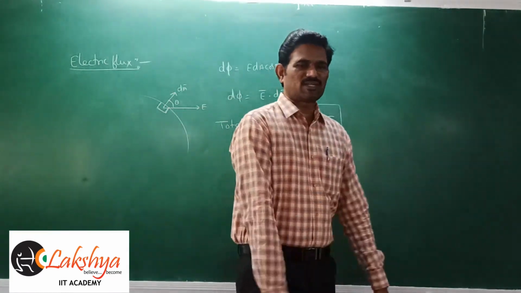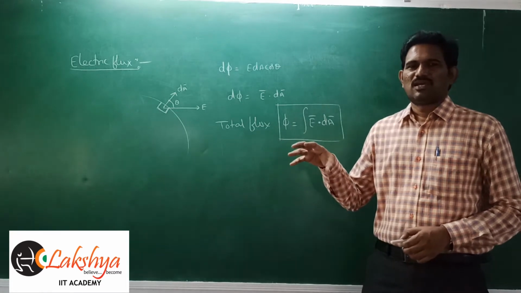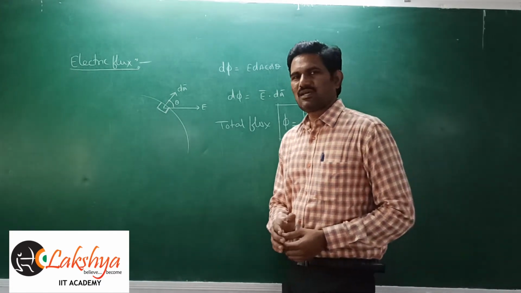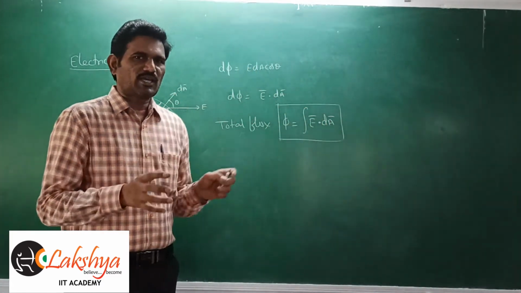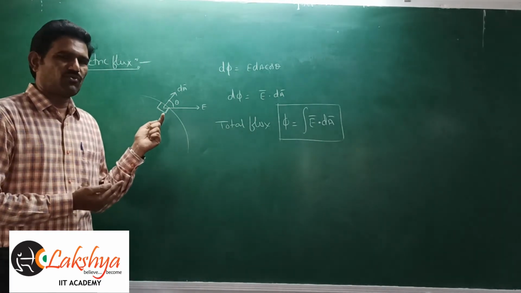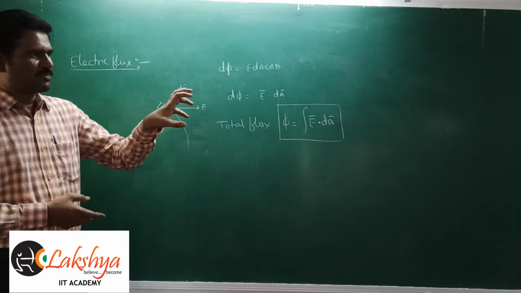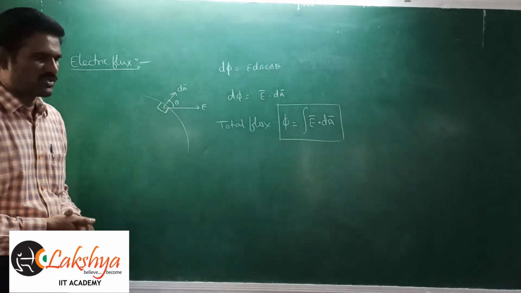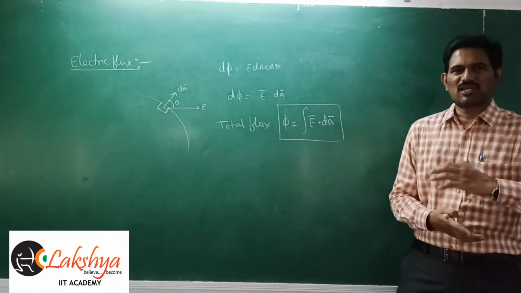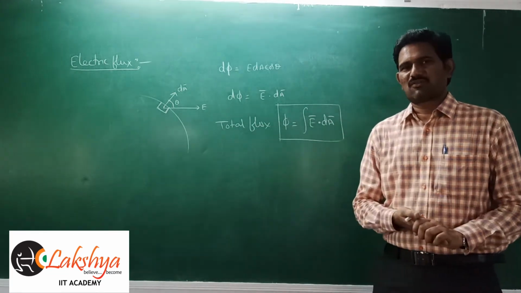Now what actually does this flux represent? What is the actual general meaning of flux? This flux will represent the number of electric field lines passing through the given area normal to it. If you are taking a particular area here, how many lines of force are passing through the given area normal to the surface? That number is what represents this electric flux. So electric flux is nothing but the number of electric field lines passing through the given area normal to that surface.